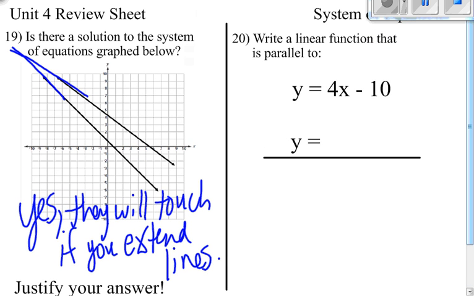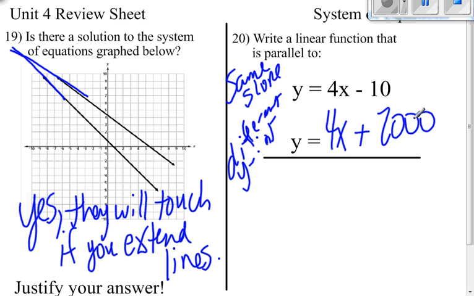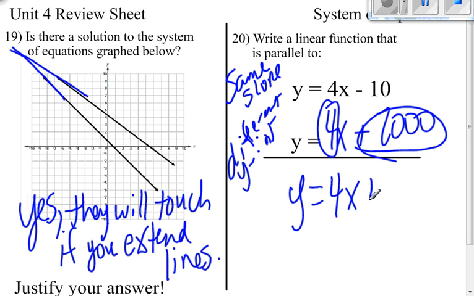Number 20, write a linear function that is parallel to. Parallel, same slope, different y-intercept. So y equals 4x plus 7,000. That looks like a 2,000. But either way, it's right. As long as this is a 4 and this is not a -10, it's correct. y equals 4x plus 10, or just even y equals 4x. Any of those. Parallel, same slope.